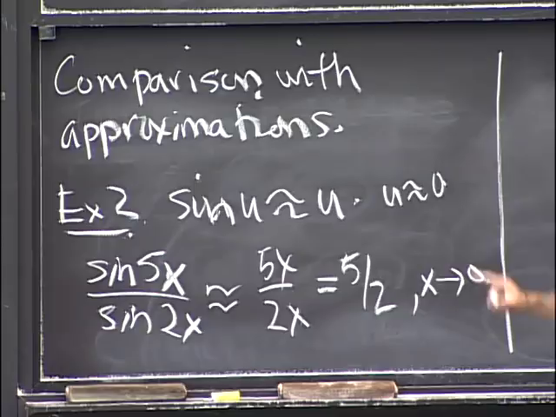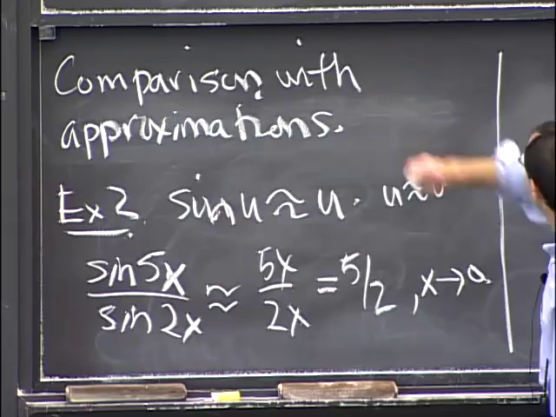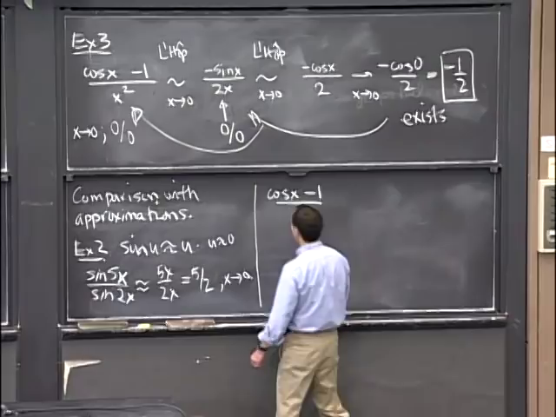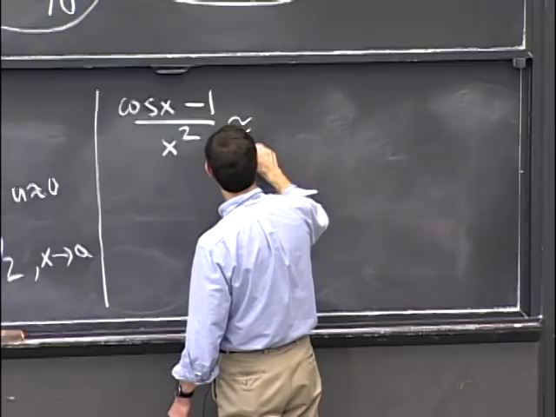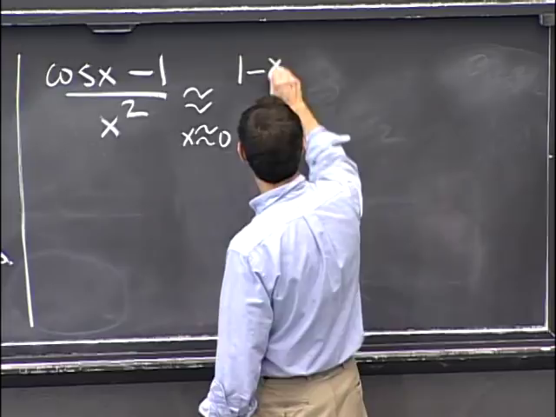So that's very similar to example 2. In example 3, we looked at the expression cosine x minus 1 divided by x squared. For this one, you have to remember the approximation near x equals 0 to the cosine function, and that's 1 minus x squared over 2.